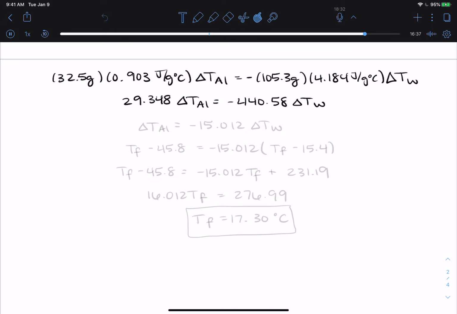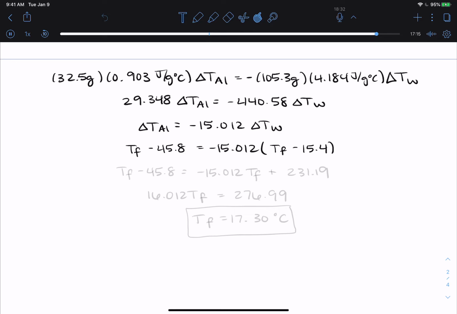Now that I've dealt with all of those other constants, I can plug in my initial temperatures. Oh wait, not even yet. Let's do one more step. Let's get rid of these coefficients. If I just divide both sides by the 29, we can get this down to delta T aluminum equals negative 15.012 delta T water. This is even better, because now my delta T aluminum is T final minus 45.8 equals, I still have my negative 15.012, and then for water, it's T final minus 15.4.